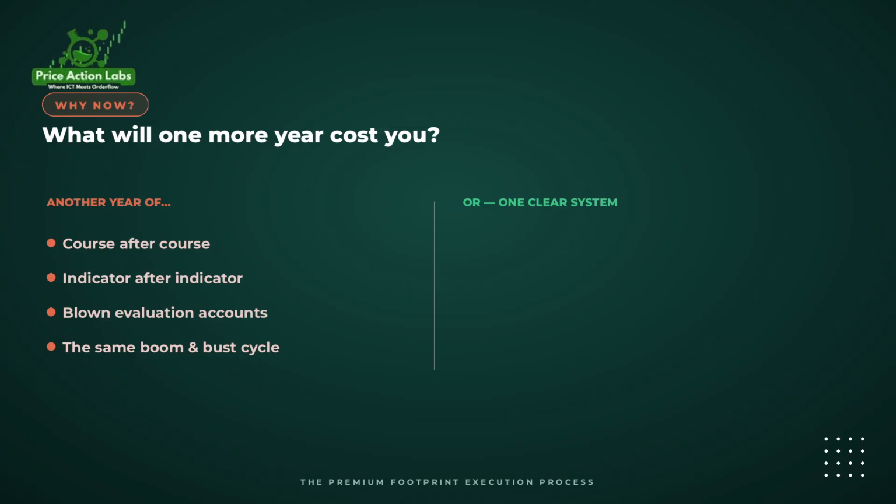You go from blowing an account to passing an account, to then blowing it and looking for an indicator, then trying to pass again with another strategy, then going with another course and going with another signals group. That was me, minus the signals. I never did signals, but that was me. And so what we want to do is build one clear system that removes everything on the left. Everything on the left we want to remove.